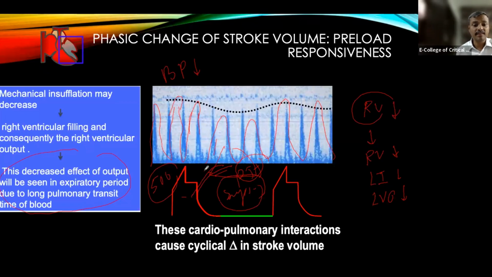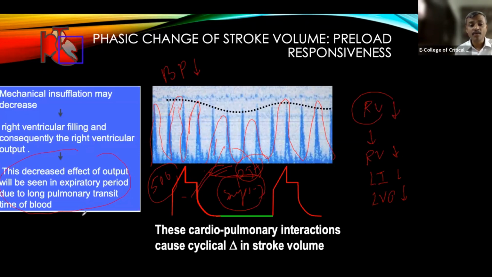So the effect of reduction in the right ventricle output will be seen in the expiration. This is why in inspiration you will see higher systolic pressure or mean artery pressure, and in expiration you see lower artery pressure in mechanically ventilated patients. So this you have to understand.